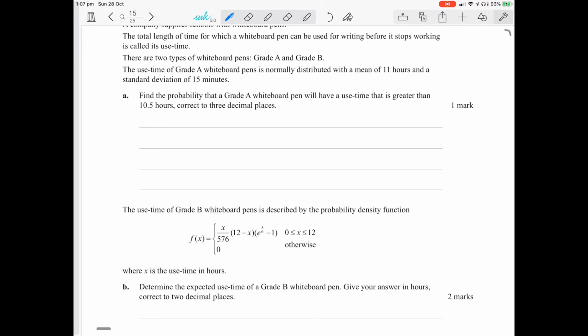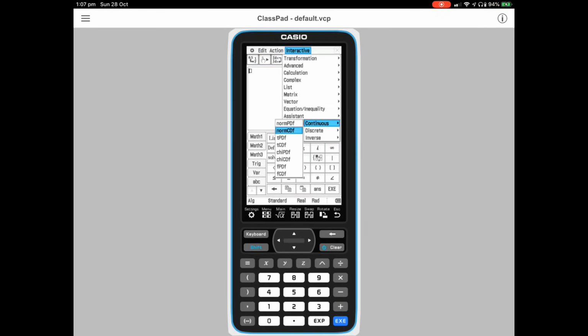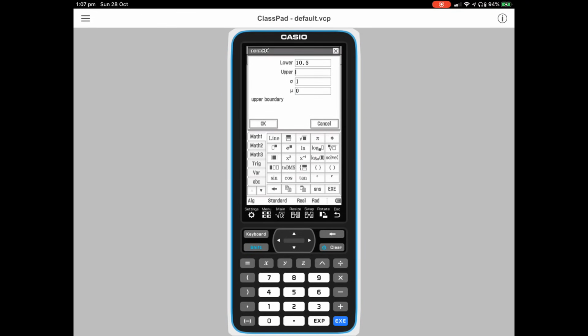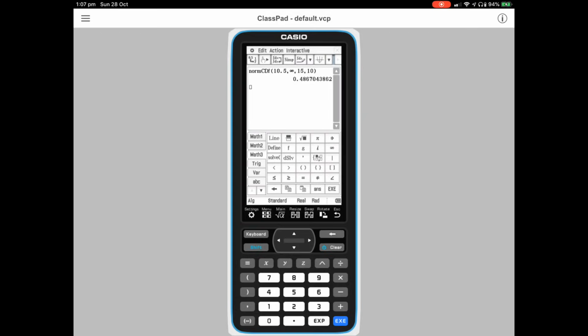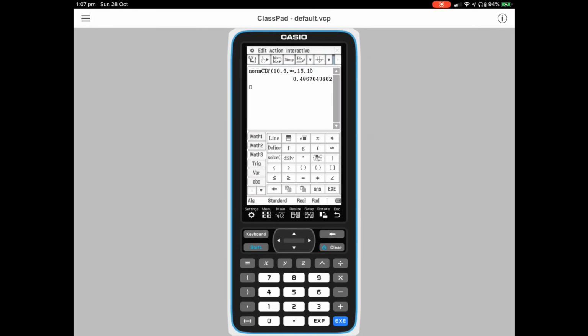Okay, so grade A. So we'll say A is normally distributed with a mean of 11 and a standard deviation of 15, so 15 squared. The probability that A is greater than 10.5 is equal to, interactive distribution, continuous norm CDF, 10.5, infinity, remember we always go to infinity, 15, and was it 10 or 11? Mean was 11. 0.5133.